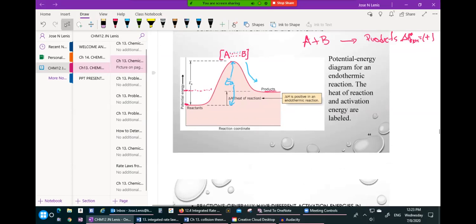You can give the right thermodynamic conditions to favor the production of products, to make more products.